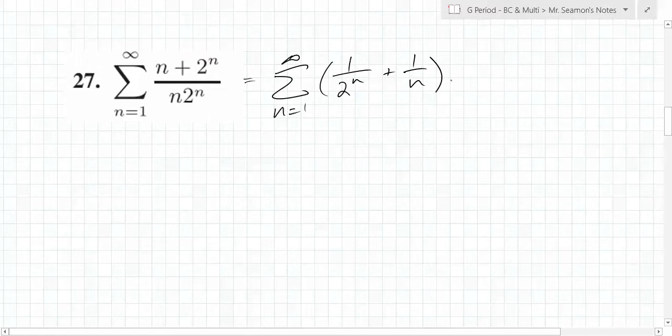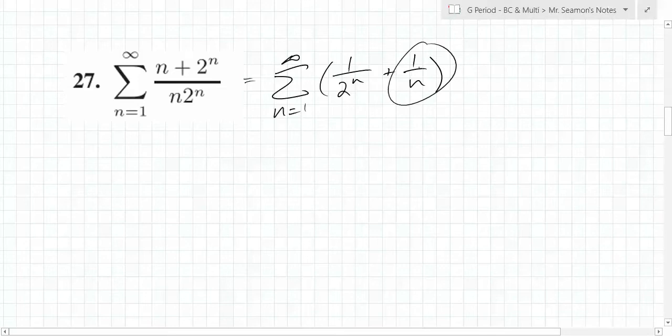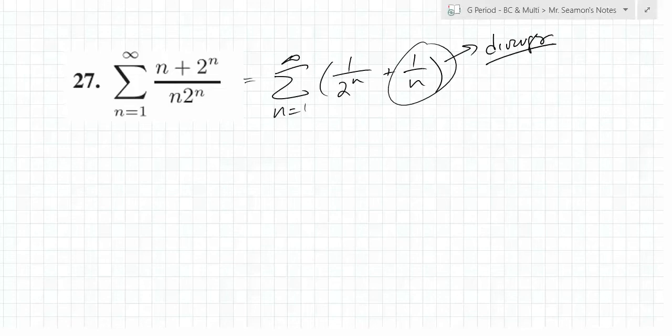Are you with me? Do you see how that's true? If you get a common denominator, you have to do n. If you put an n right there, that's where that comes from. You have to do 2 to the n, so it does break apart. So now we're going to look at each individual one individually. What do we know about this one right here? It diverges. Correct? So does it matter what we add to it? It would still diverge, right? Are you with me so far? Do you understand what's going on here?